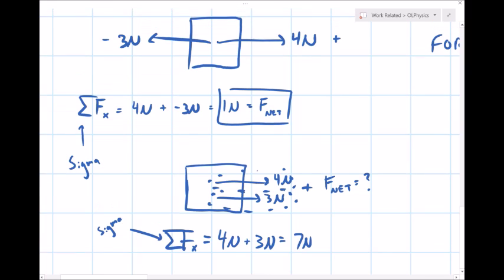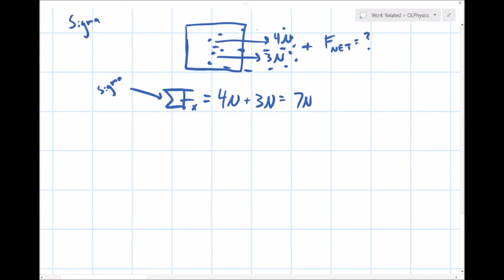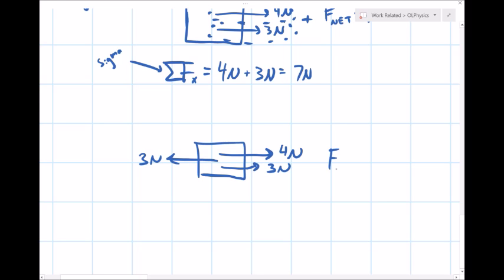So now we've had them in the opposite direction, them in the same direction. What happens if we have them in the same and opposite direction? So let's say we have a force here, a 4 Newton force. We have our 3 Newton force. Let's say we also have a 3 Newton force this way. What happens then? What is our net force?